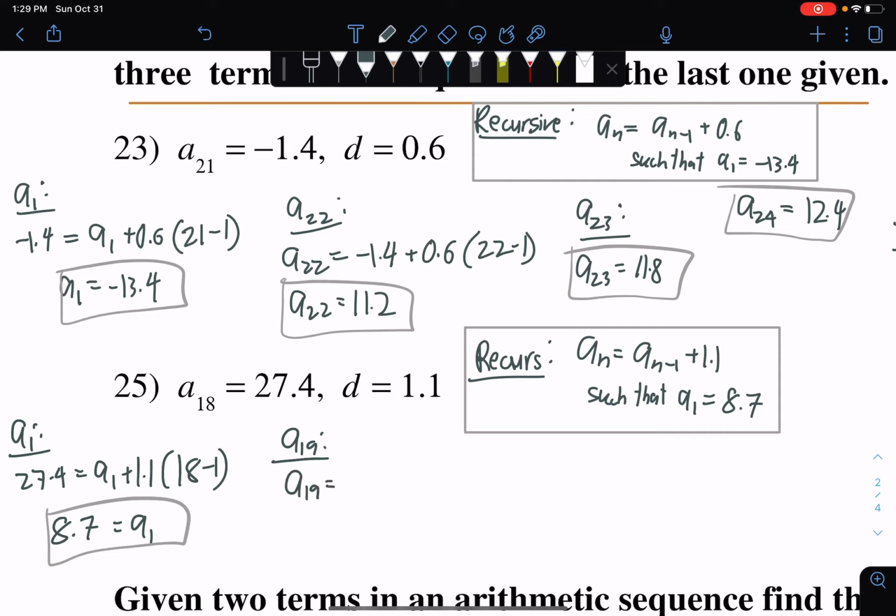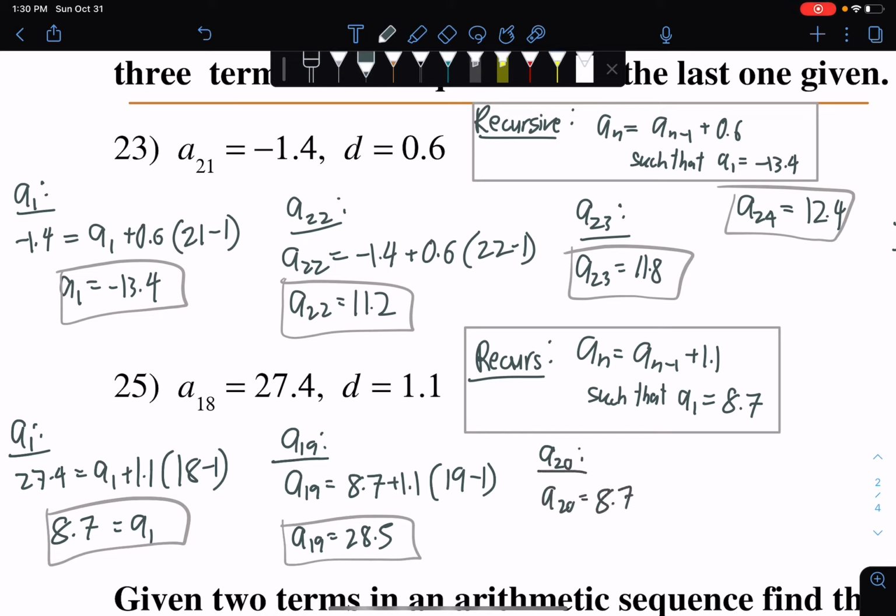A sub 19 is equal to 8.7 plus 1.1 times the quantity 19 minus 1. 8.7 plus 1.1 times 18 is equivalent to 28.5. For a sub 20, a sub 20 is equivalent to 8.7 plus 1.1 times 20 minus 1. A sub 20 is 29.6.